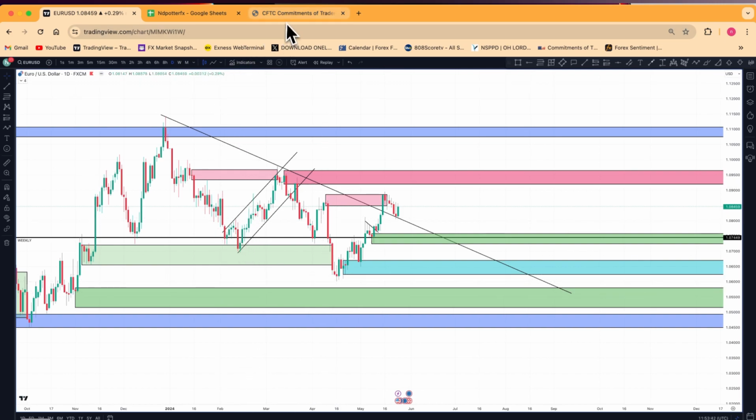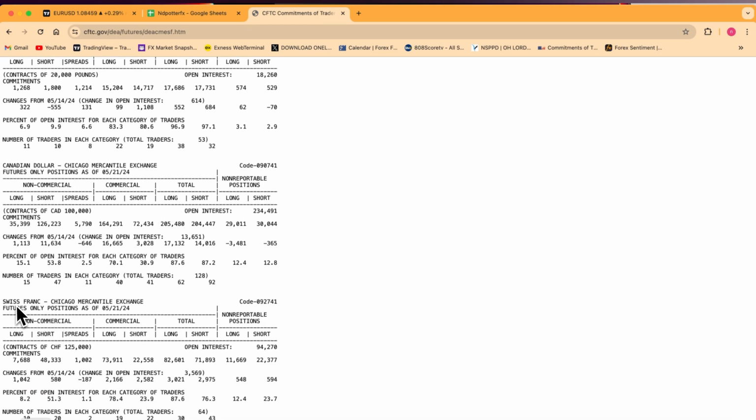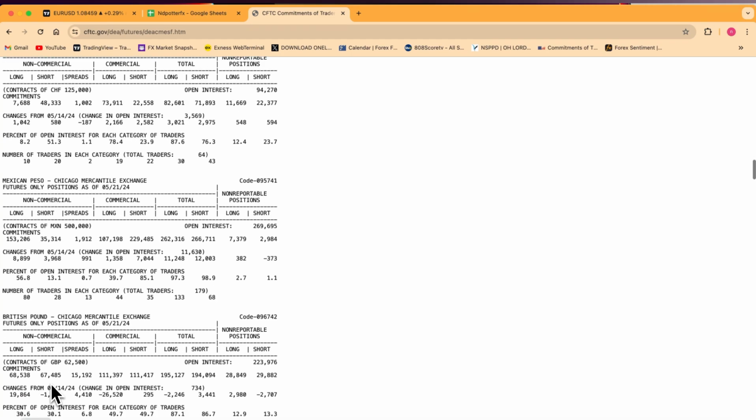Okay, so this is on the website now. You see, this is Canadian dollar. This is their long. So what we are interested in is these non-commercials. They are long, they are short, the change in long, the change in short. That's what we are interested in here. So that's the data you will be collecting. This is CHF. This is British pound, which is GBP.